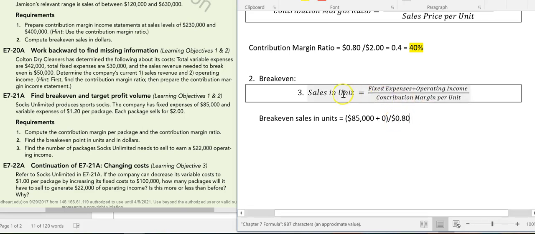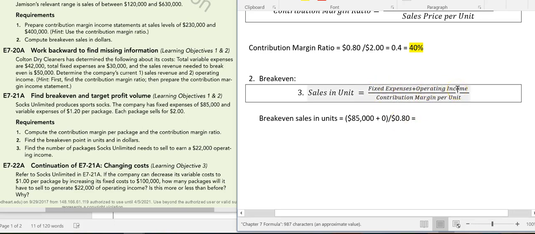One tip to remember: if you want to calculate break-even in units, your numerator will be contribution margin per unit. If you want to calculate break-even in dollar value, your, sorry, your denominator, the bottom part will be contribution margin ratio. So I just plug in these numbers.